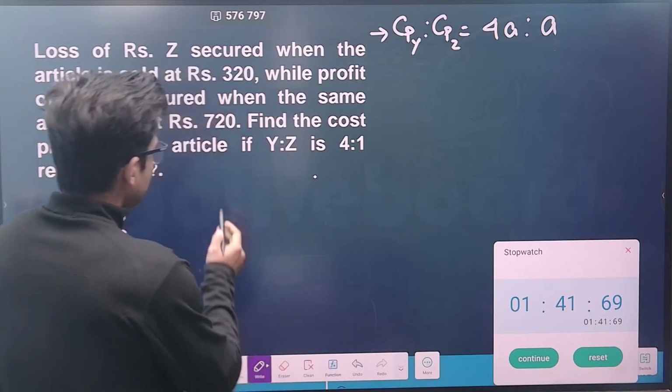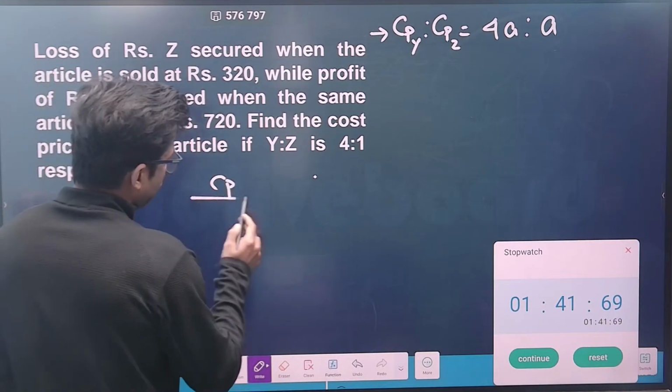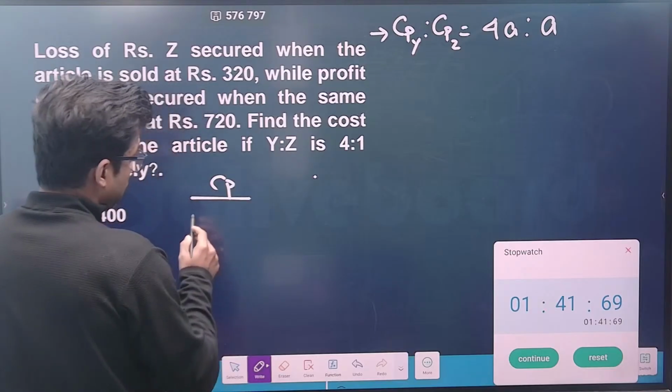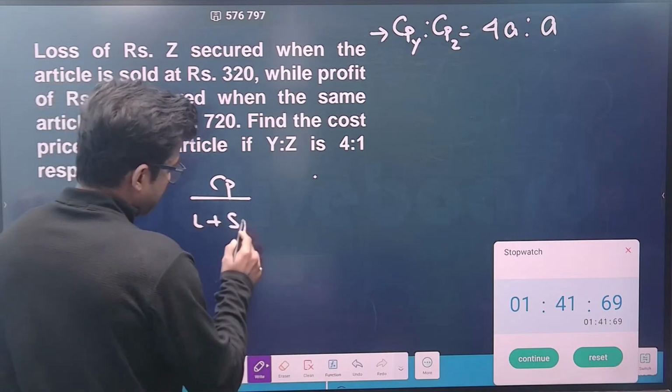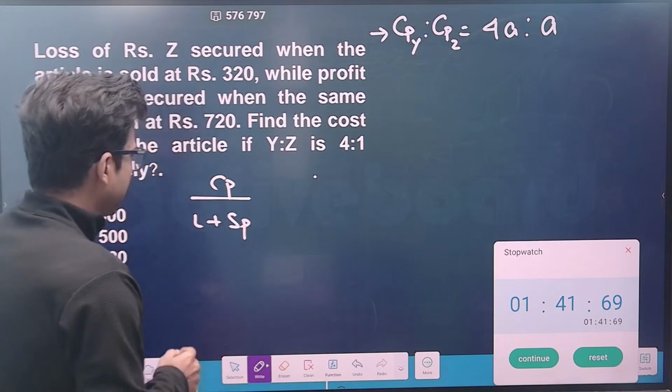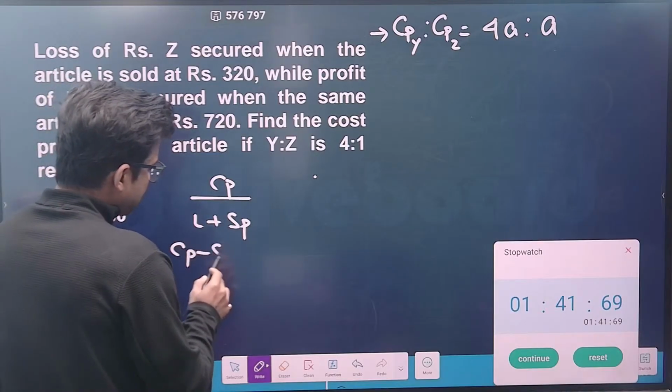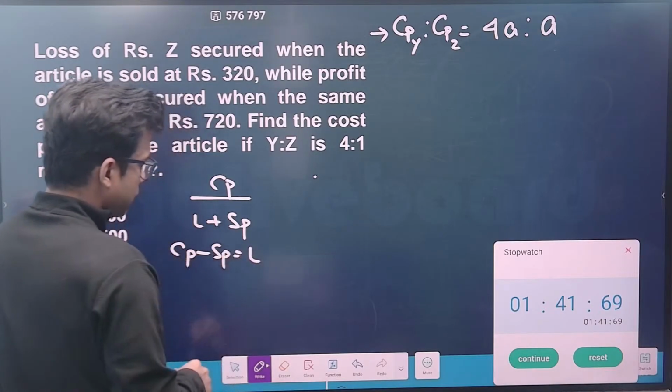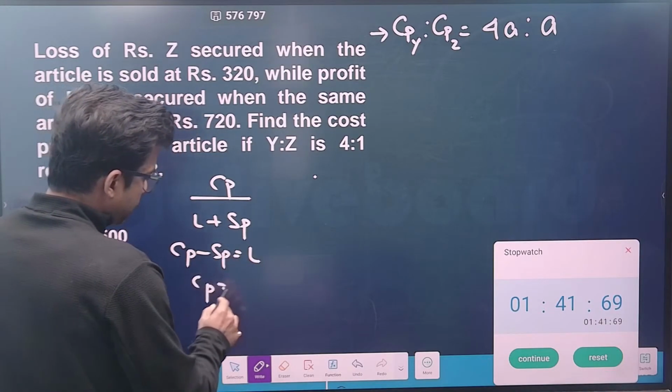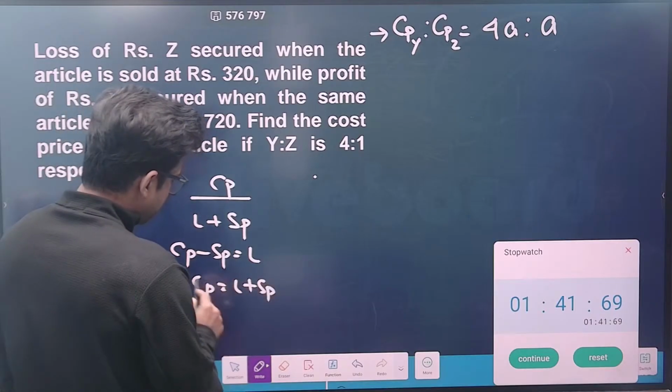Can I say that if I want to figure out the cost price, I can figure it out as loss plus selling price, isn't it? Why am I writing so? Because cost price minus selling price is nothing but loss. So from here, cost price is loss plus selling price, correct? This is the first part.